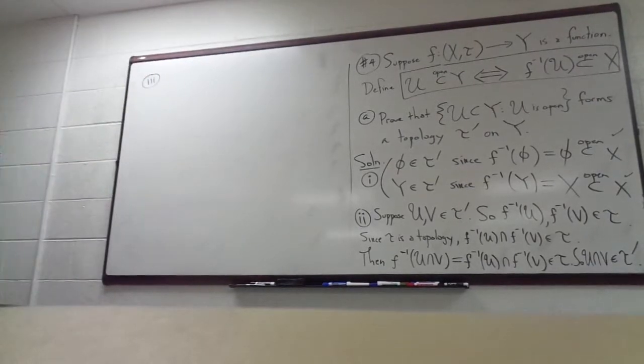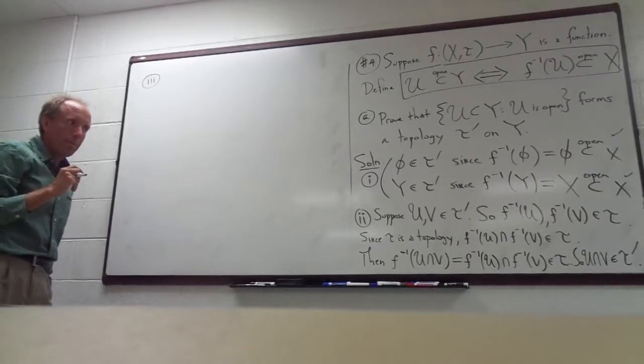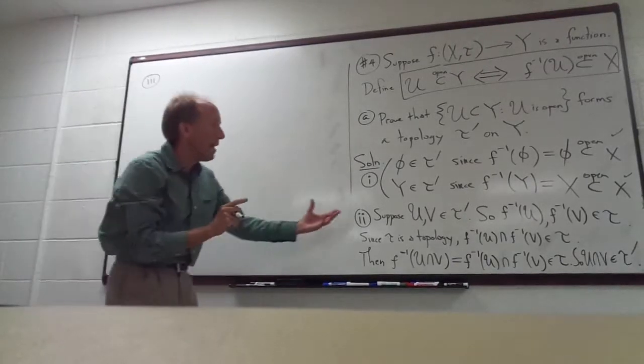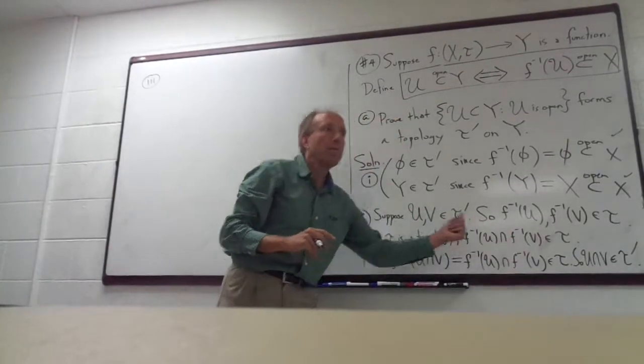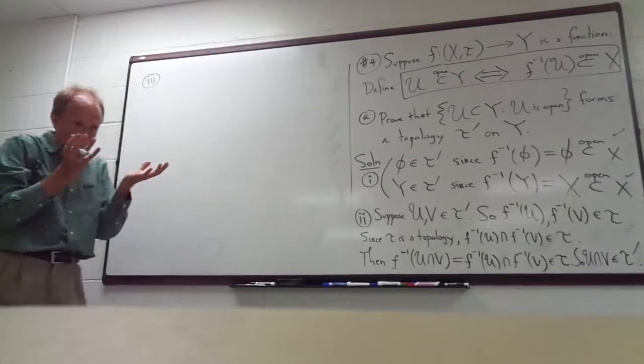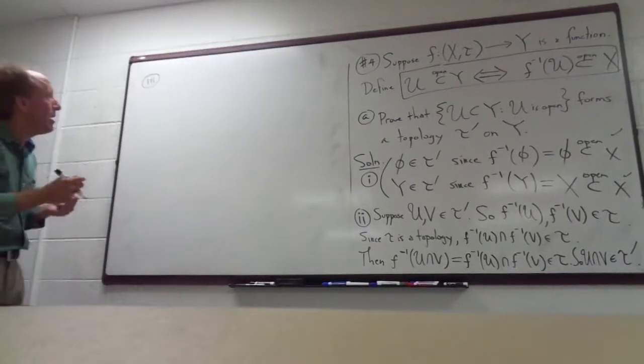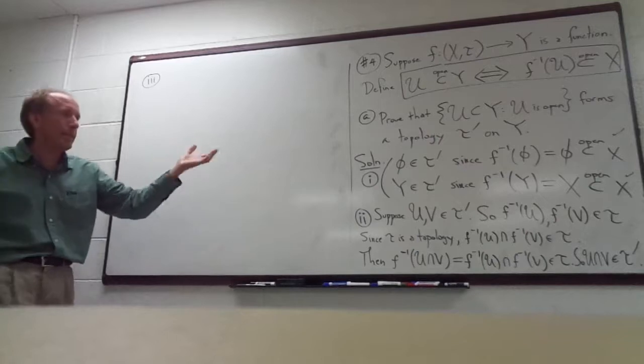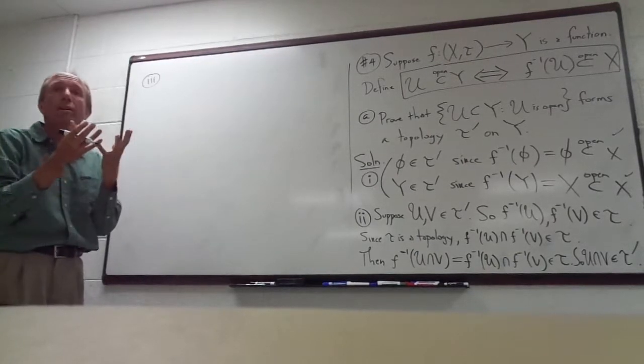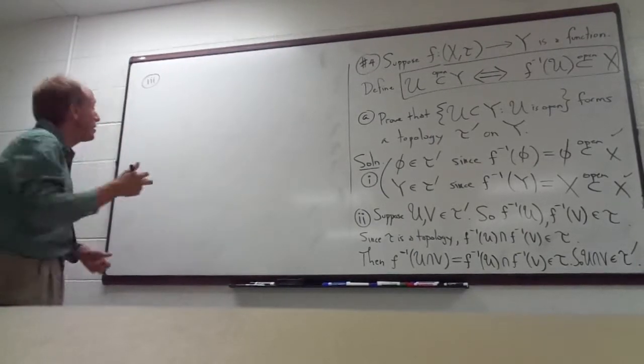Arbitrarily many. The union of any atoms, not finite here. The finite is for the intersections. For the unions it is arbitrary. So if we take an arbitrary family of open sets in tau prime and take the union, it should still be in tau prime. So let's do that.